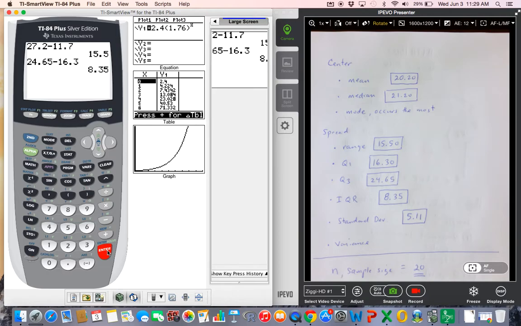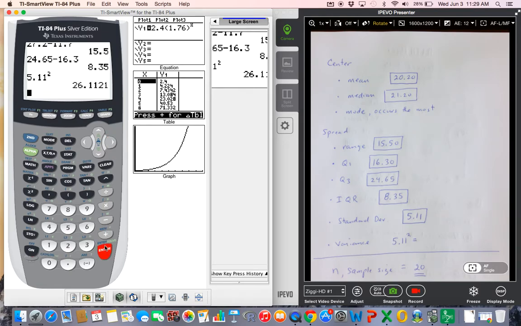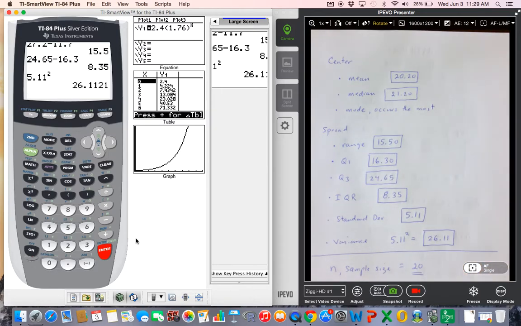And the rest of this stuff, let's go ahead and do the variance. The variance is the standard deviation squared. So that's the way we do an exponent, okay? So the variance is 26.11. Now these are the sample variance and the sample standard deviation.